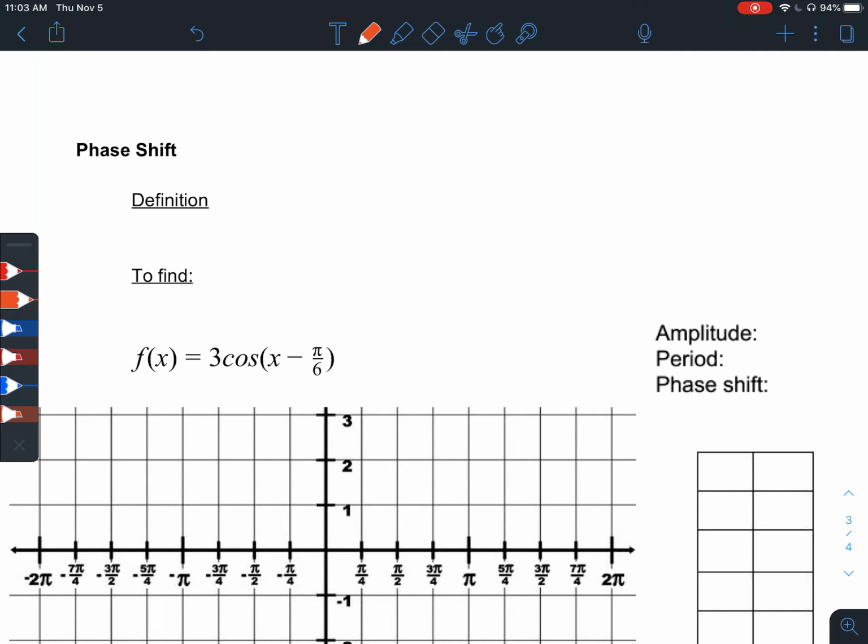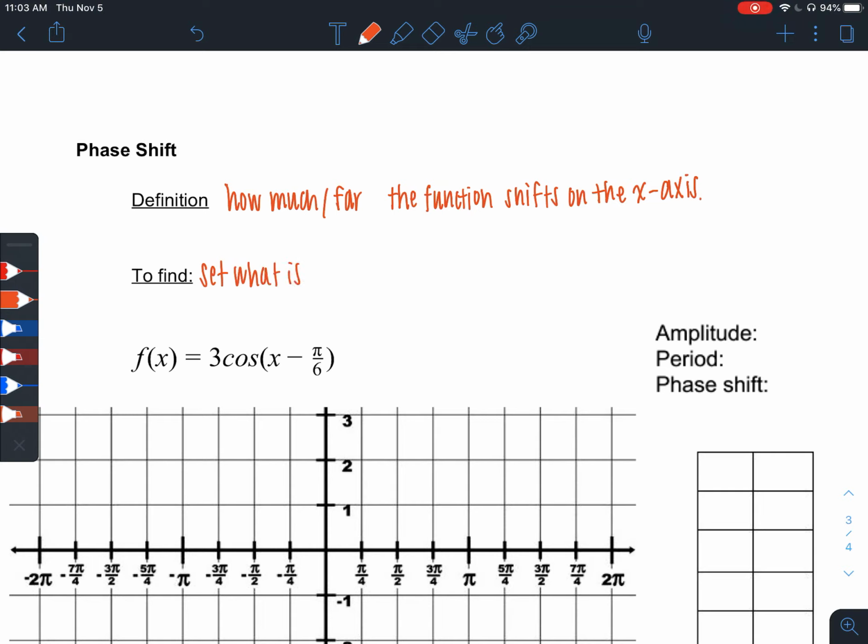So a phase shift is how far the function shifts on the x-axis. Okay, so we already kind of talked about this, but we set what is inside the parentheses equal to 0. And then we solve for x.